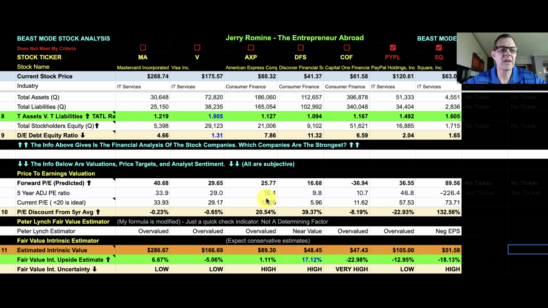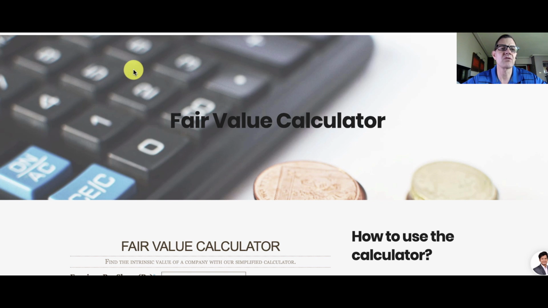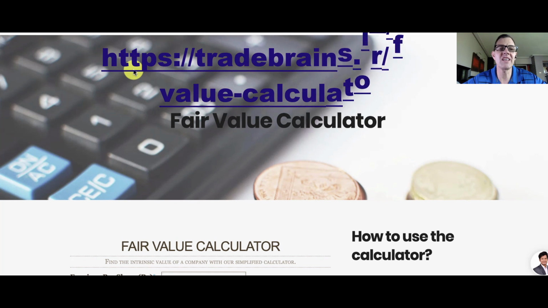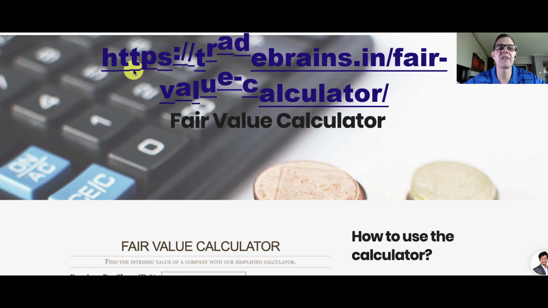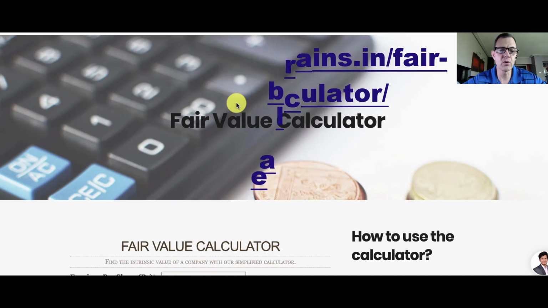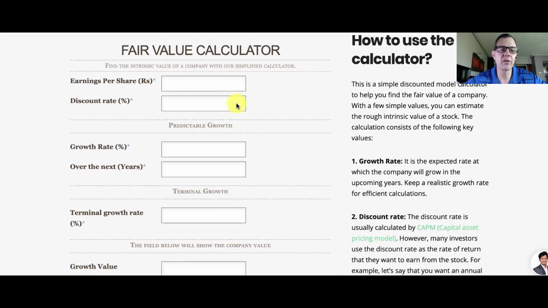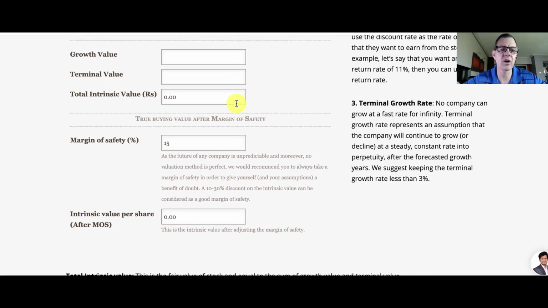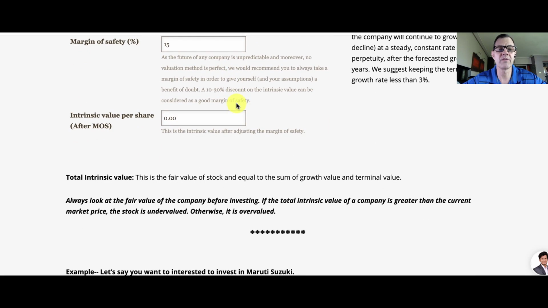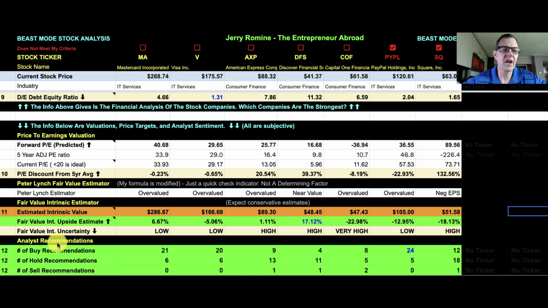A lot of people have asked me how my Fair Value Intrinsic Estimator works, and I actually average a lot of different intrinsic values, and my number generally should be coming in on the conservative side. But if you're interested in figuring out your own, let me take you over to a site, and this is at TradeBrains.in, and it's their Fair Value Calculator. You can Google it, and they actually have a Fair Value Calculator that you can use where you put in the information and they walk you right through it, and that can help you to determine the fair value on your own.